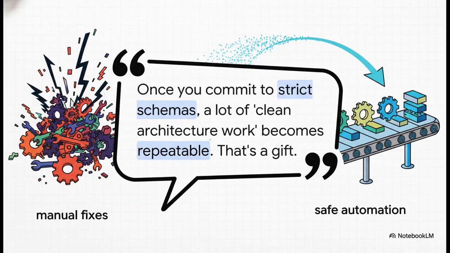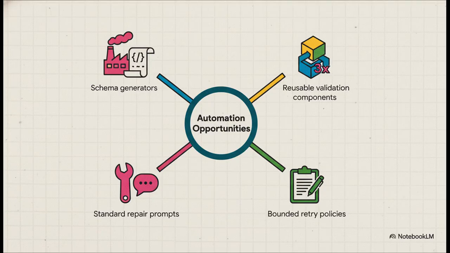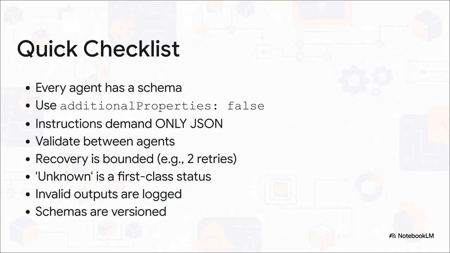The payoff for all this work is huge. You move from fixing things by hand to safe automation. You can start automating schema generation, validation, repair prompts. This saves you a ton of time. So, here's a quick checklist you can use to make your own systems much more robust.